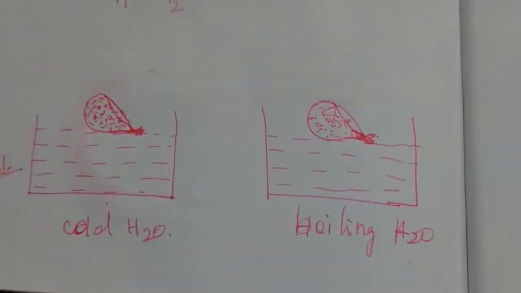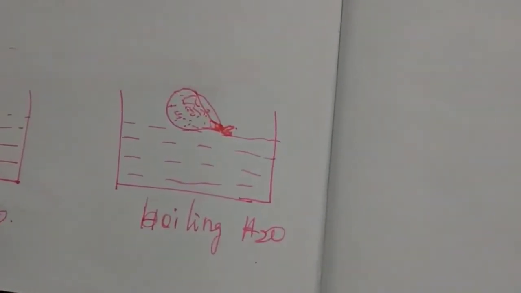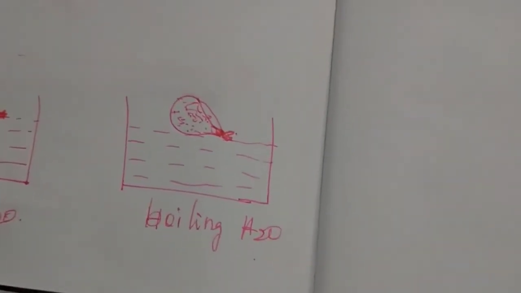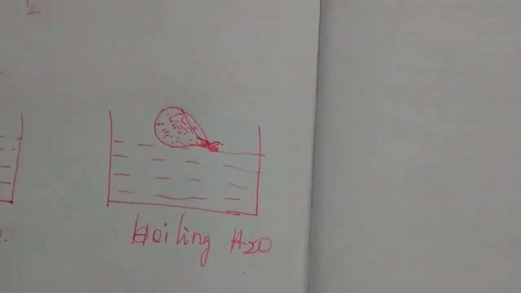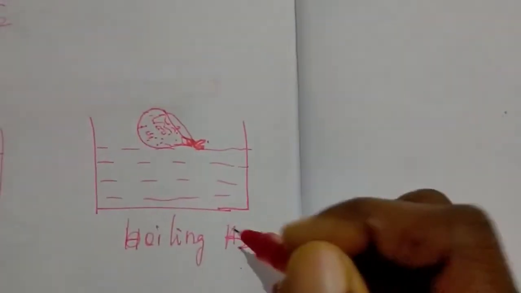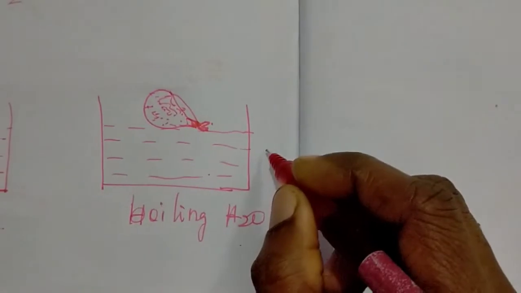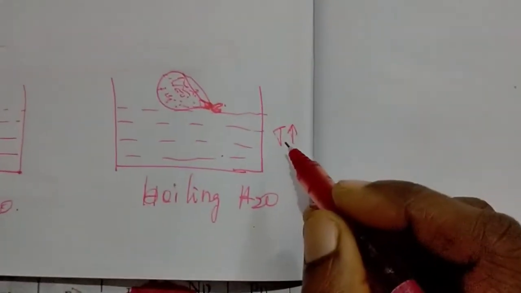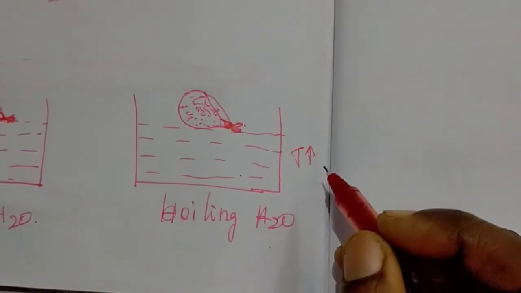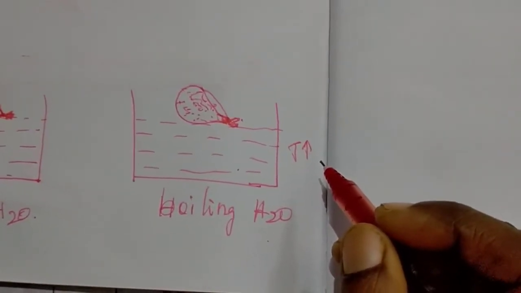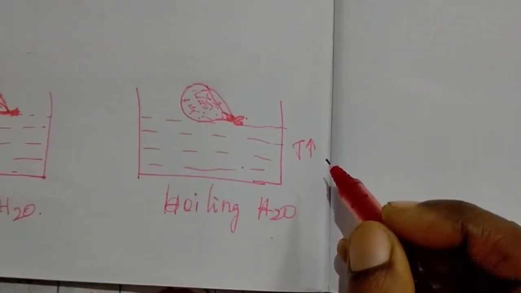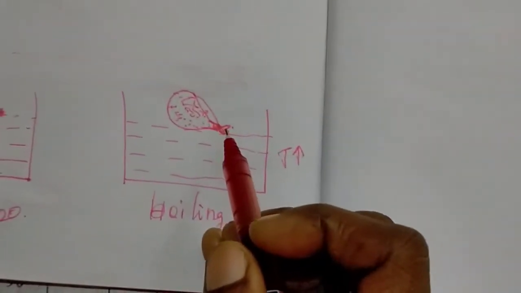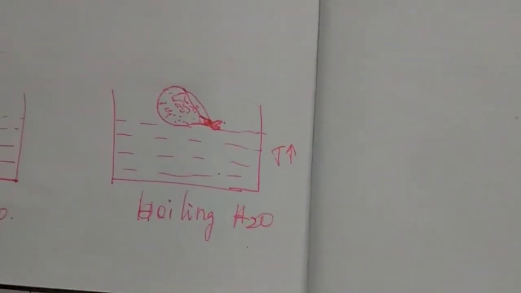Then come to the second system, the boiling water with the balloon filled with gas particles. Now the boiling water means the temperature is increasing. If the temperature increases, the volume of the gas also increases. So why is the volume of the gas increasing?